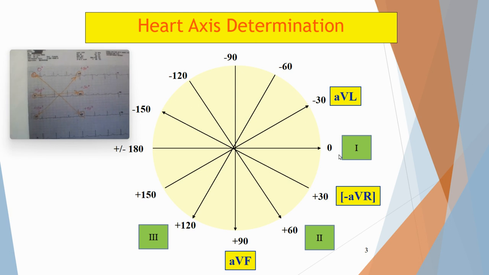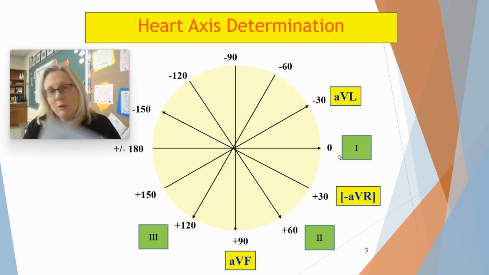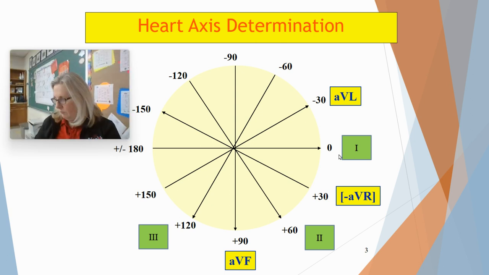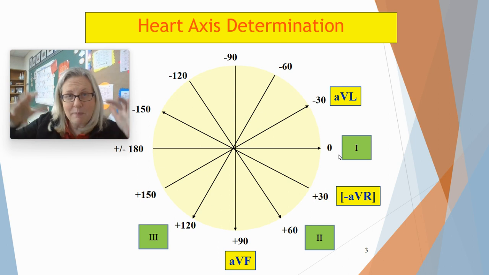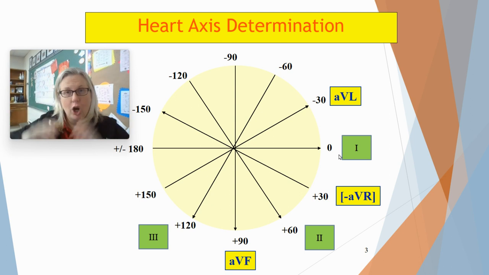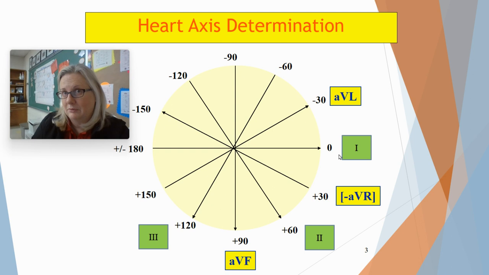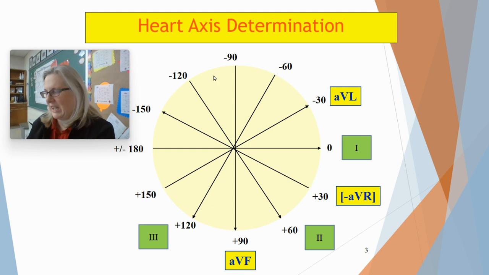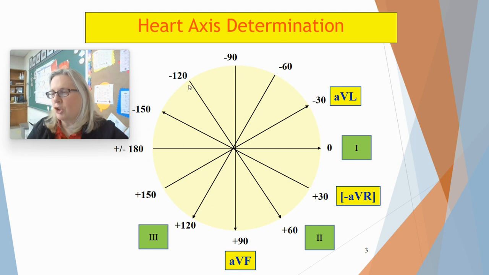1 and AVF go together, 2 and AVL go together, 3 and AVR go together, and then write down the axis. 0, 60, 120, positive 30, negative 30, and positive 90. So now when we look at the heart axis, if we visualize and memorize that little cheat sheet chart, we won't even have to use the wheel. I used the wheel to help you understand how we got to those numbers. All right, so let's try doing a couple more EKGs then.